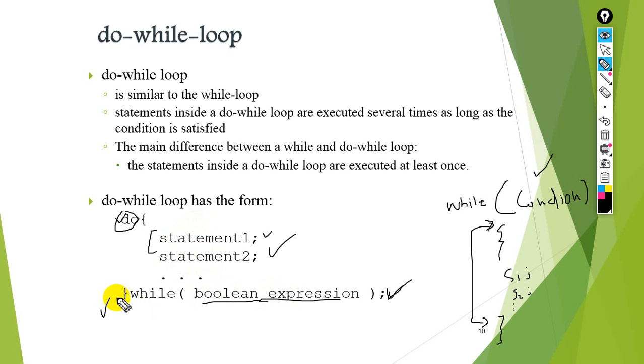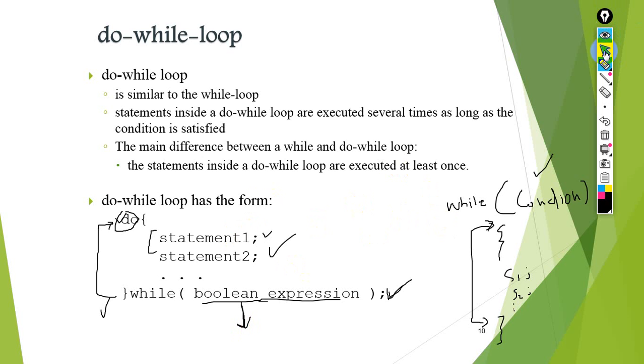Do means now again execute this, okay, and then again it will check the condition. So this is the difference between while loop and do while loop.